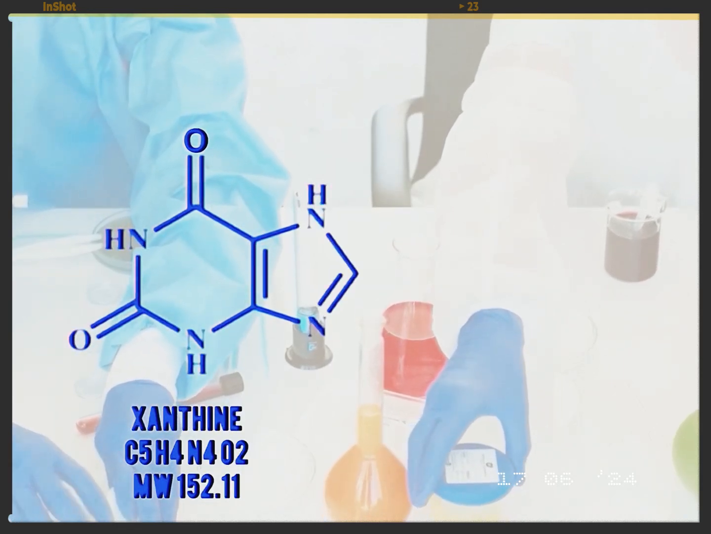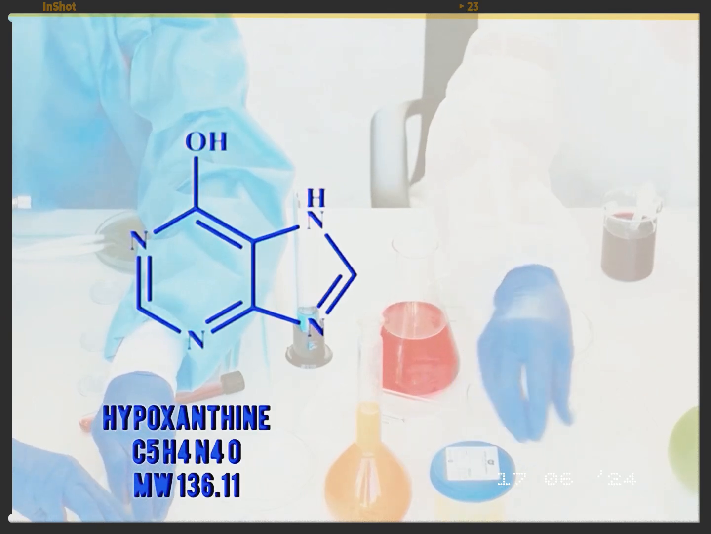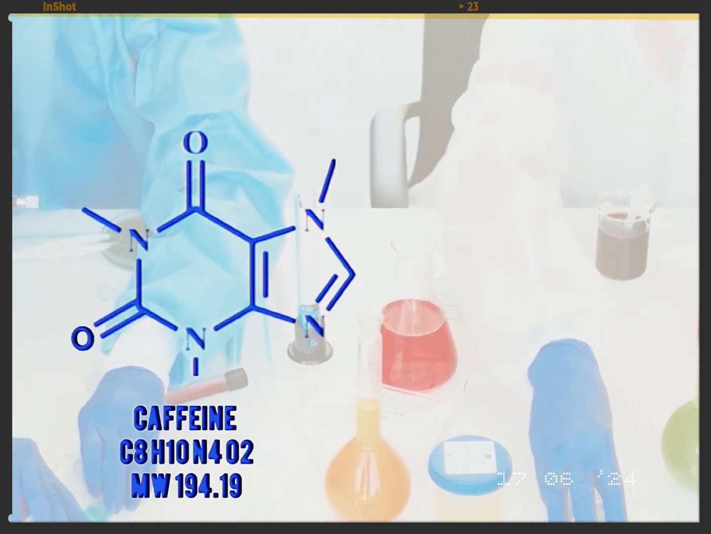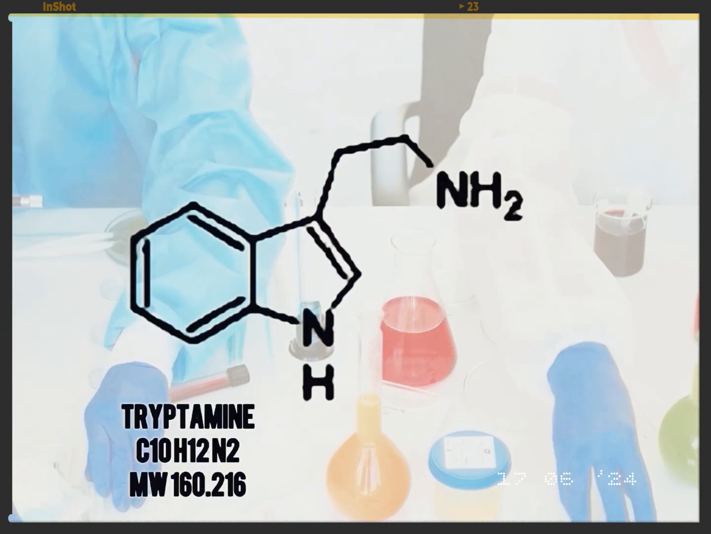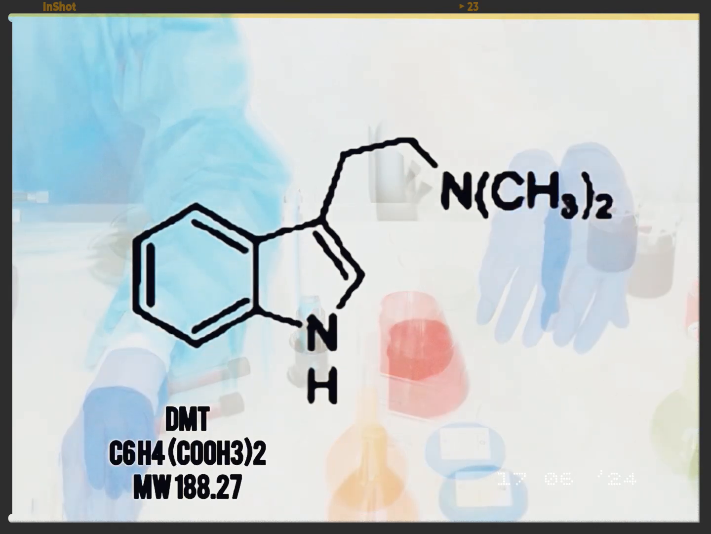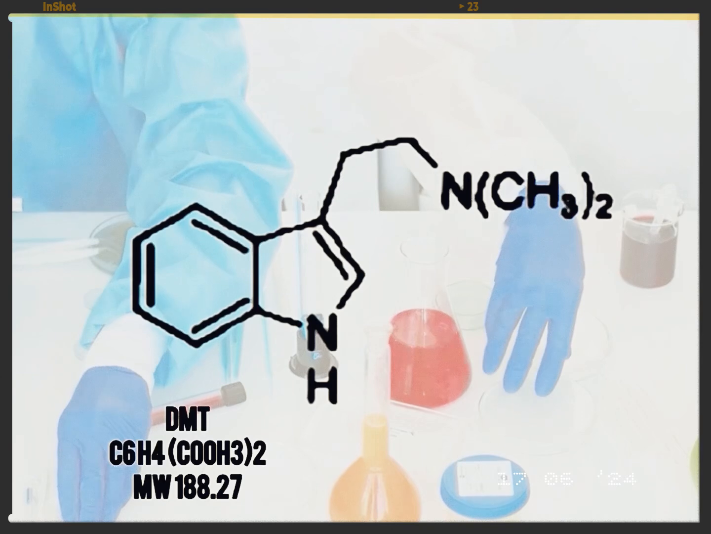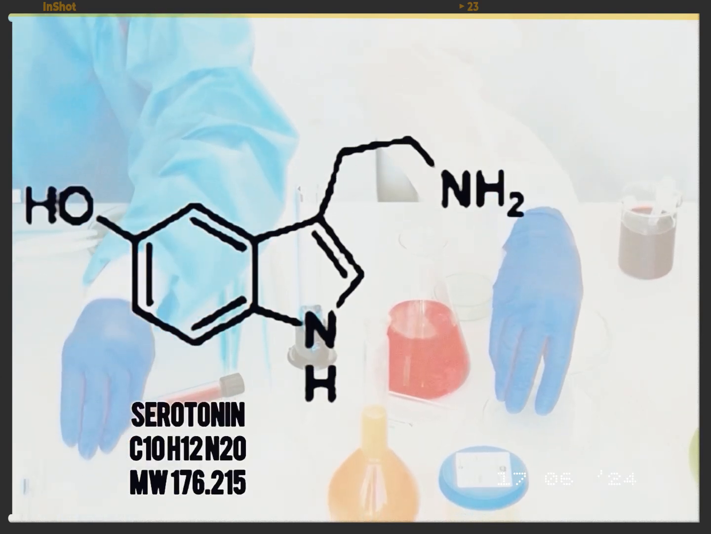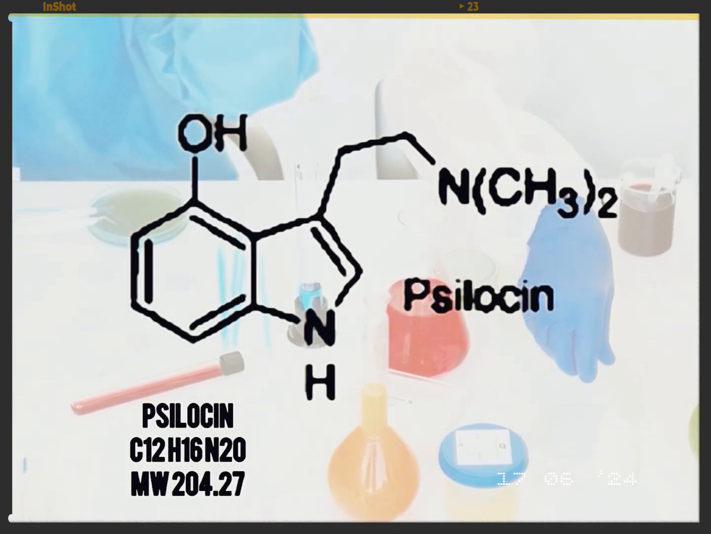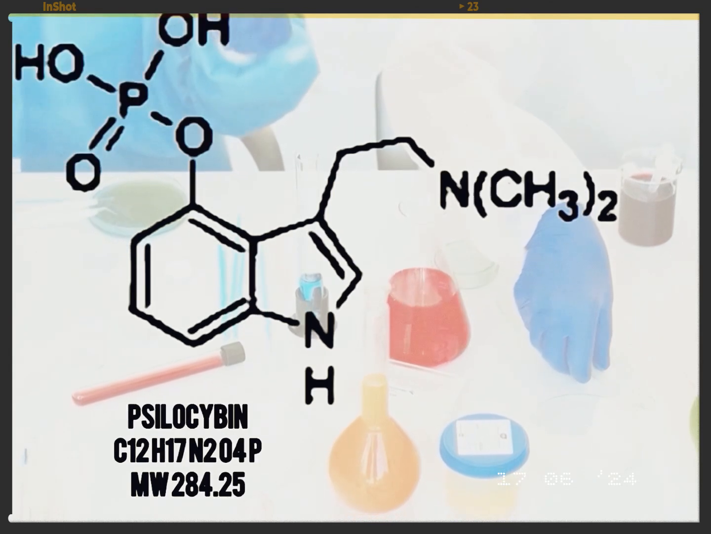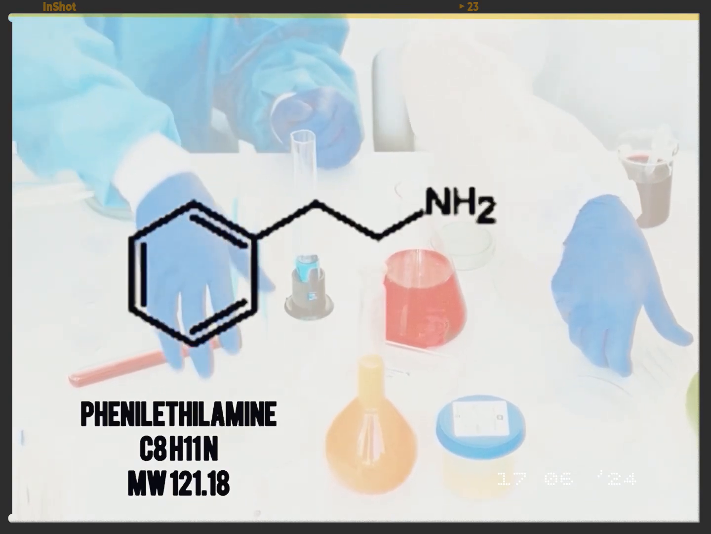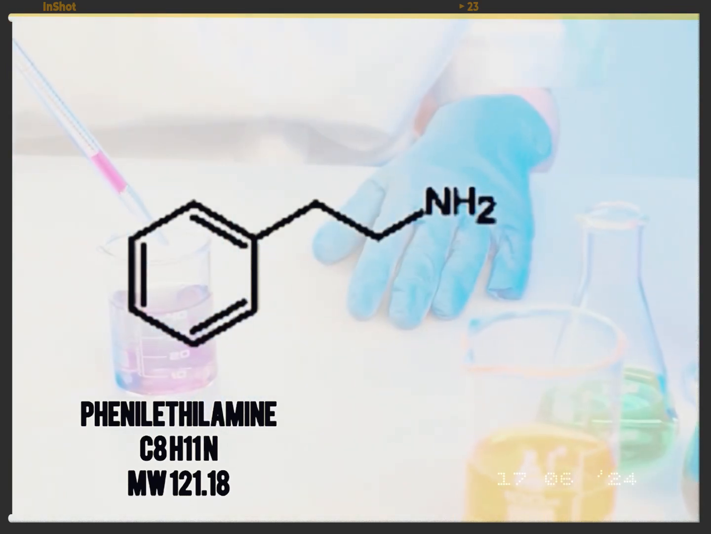Xanthine, C5H4N4O2, MW 152.11. Hypoxanthine, C5H4N4O, MW 136.11. Caffeine, C8H10N4O2, MW 194.19. Tryptamine, C10H12N2, MW 160.216. DMT, C6H4(COOH)3... MW 188.27. Serotonin, C10H12N2O, MW 176.215. Psilocin, C12H16N2O, MW 204.27. Psilocybin, C12H17N2O4P, MW 284.25. Phenylethylamine, C8H11N, MW 121.18.